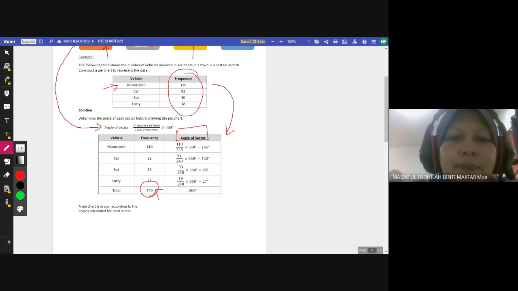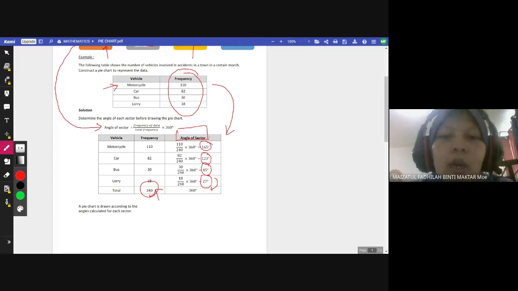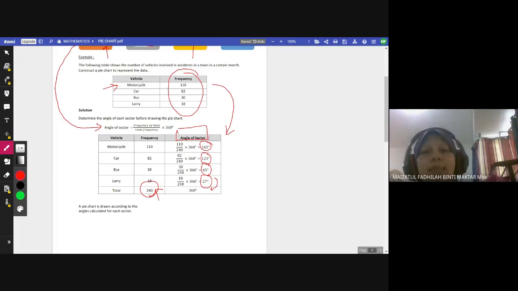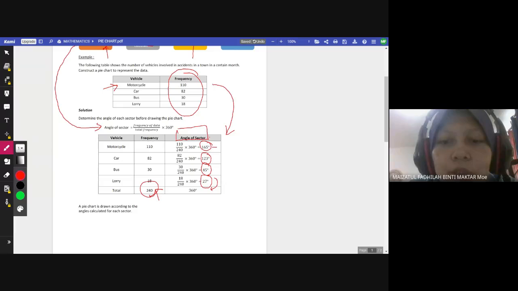So use the formula: for each one, the frequency, 110, divided by the total frequency, 240, times 360 degrees, because one whole circle means 360. You will get 165. Then you calculate the others, and if you add everything, you will get back 360. What if you get a decimal number? Please use a whole number, otherwise you will be very confused. Just round off to the whole number.